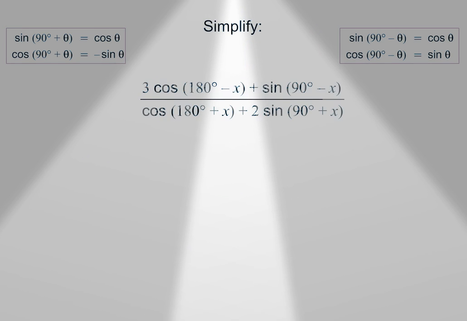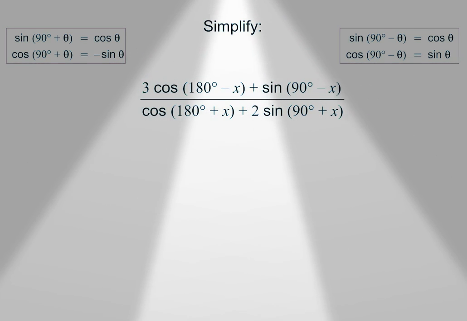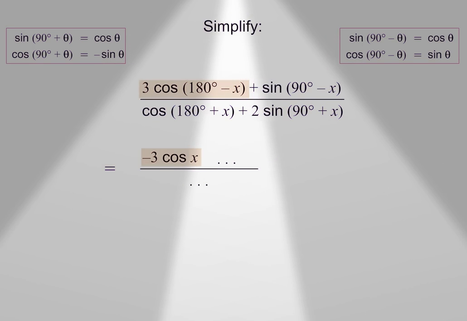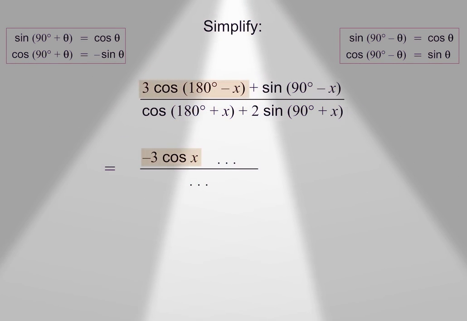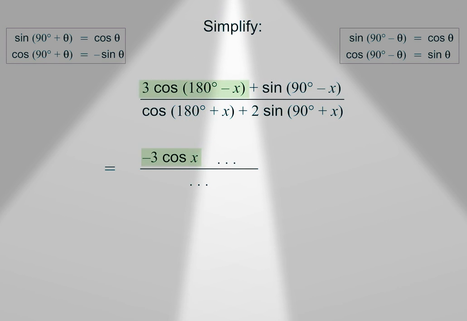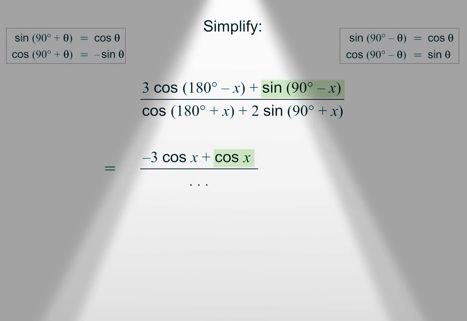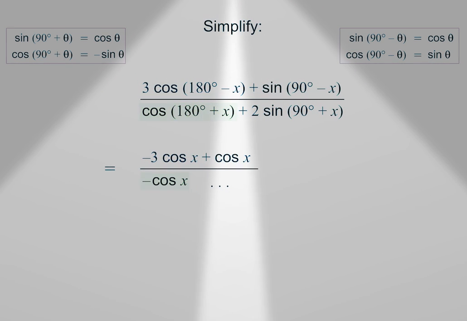Here is example number 2. Let's simplify it together. Cos 180 degrees minus x reduces to minus cos x. So 3 times cos 180 degrees minus x will reduce to minus 3 times cos x. Sin 90 degrees minus x reduces to cos x. Cos 180 degrees plus x reduces to minus cos x.